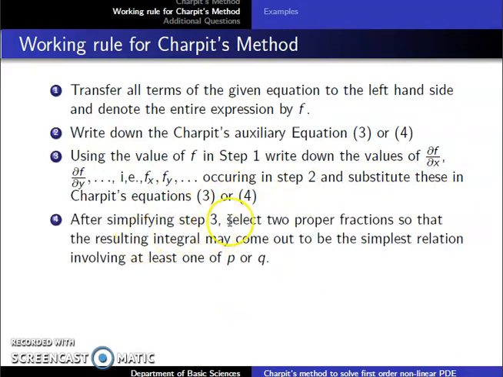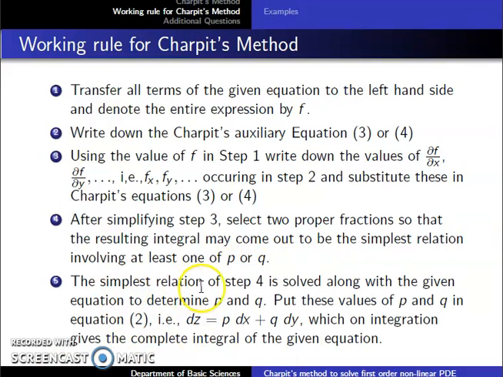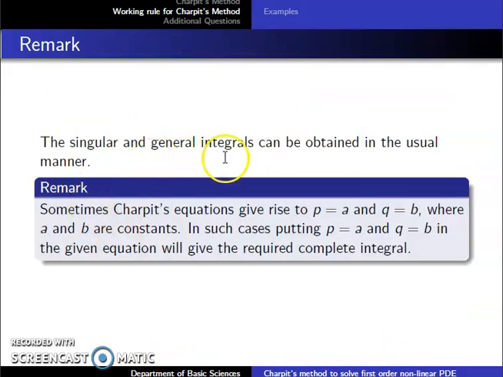After simplifying in step 3, select two proper fractions so that the resulting integral may come out to be the simplest relation involving at least one of p or q. The simplest relation of step 4 is solved along with the given equation to determine p and q. Put these values of p and q in equation 2, that is dz is equal to p dx plus q dy, which on integration gives the complete integral of the given equation. The singular and general integrals can be obtained in the usual manner.